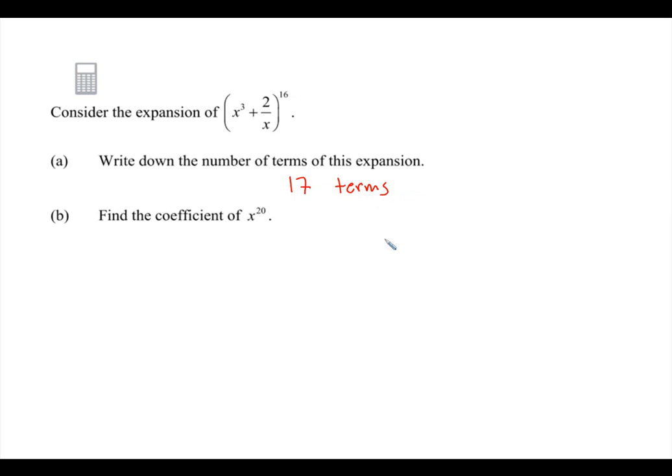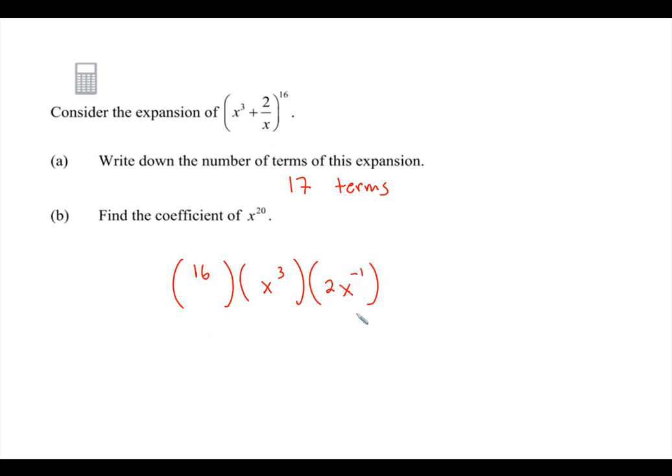Okay. Part B, find the coefficient of x to the 20th power. All right, so let's set this up. If the exponent is 16, we know 16 goes here. This would be our binomial coefficient that we calculate later. Over here, this is the x to the third, and then this is going to be 2 over x. I'm going to write it without the fraction bar, so I'll write it as 2x to the negative 1 power.